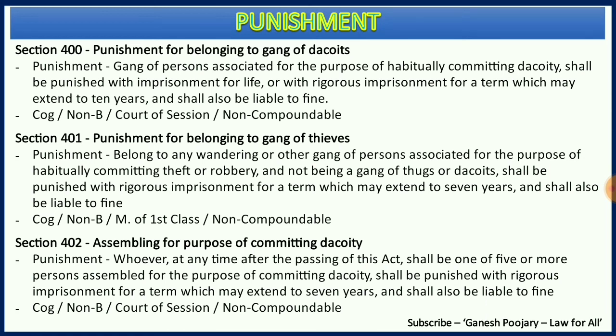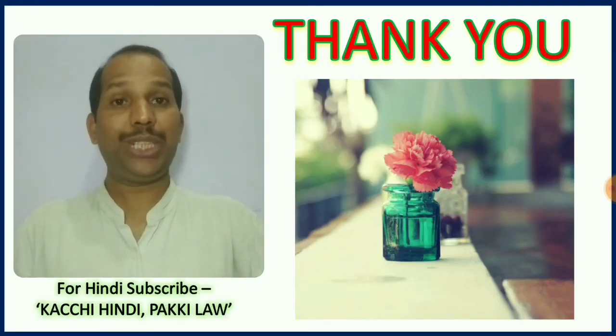Section 402 discusses assembling for the purpose of committing dacoity. For the purpose of committing dacoity, if 5 or more people are assembling and planning for the same, and if they get caught, the punishment will be up to 7 years along with fine. Now they are also cognizable offences, non-bailable offences, and court of session will conduct the trial and they are non-compoundable offences. That brings an end to this particular class.